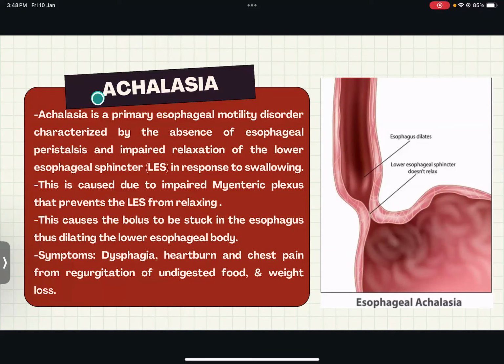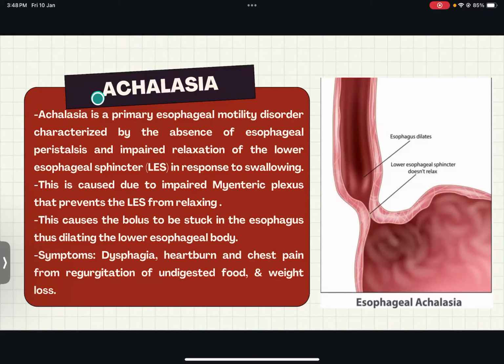Weight loss makes sense also because the food is not able to go to the stomach and to the intestines. We can't get the nutrients, we can't get the fats or anything. And we can't eat. So weight loss. Okay. So just keep in mind those main points when it comes to achalasia.